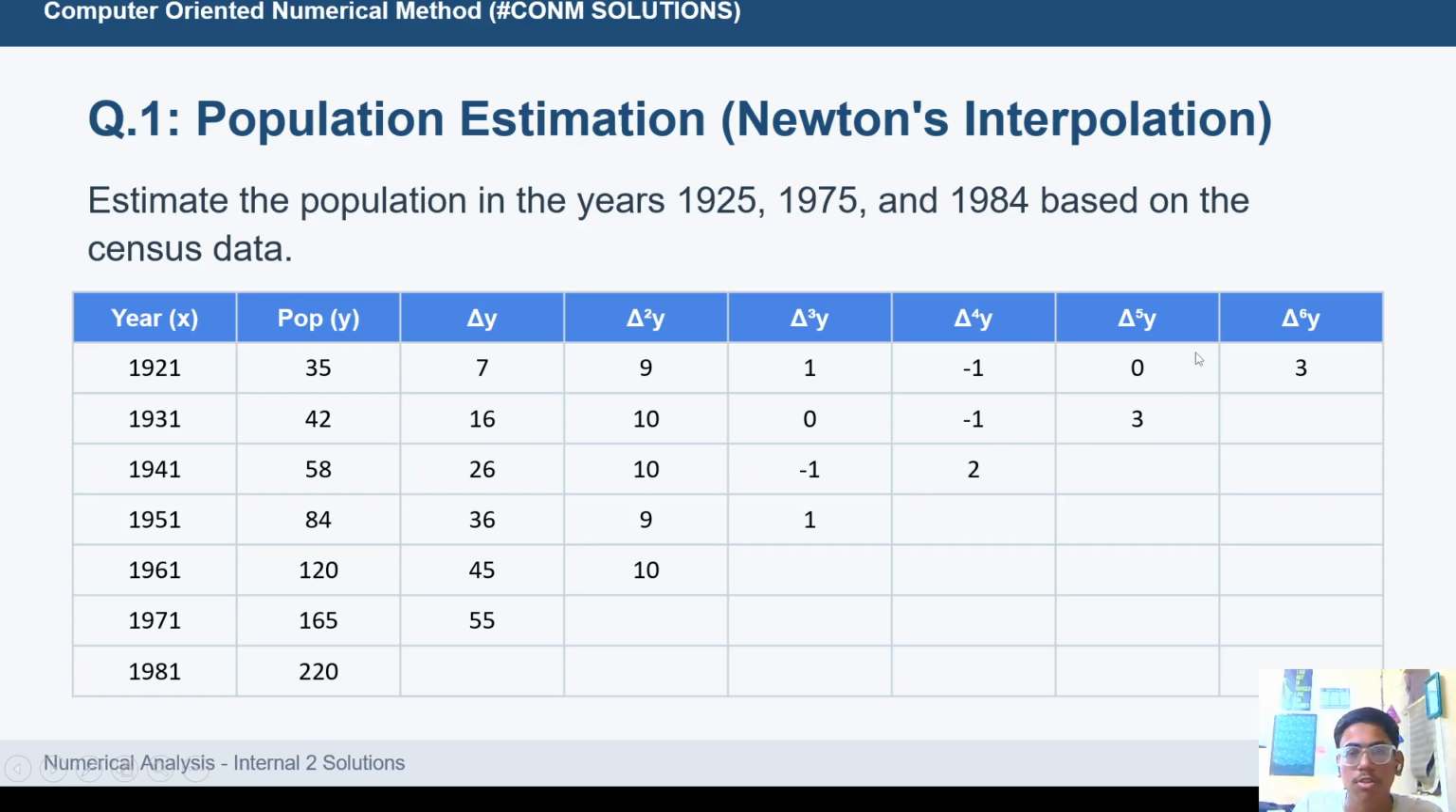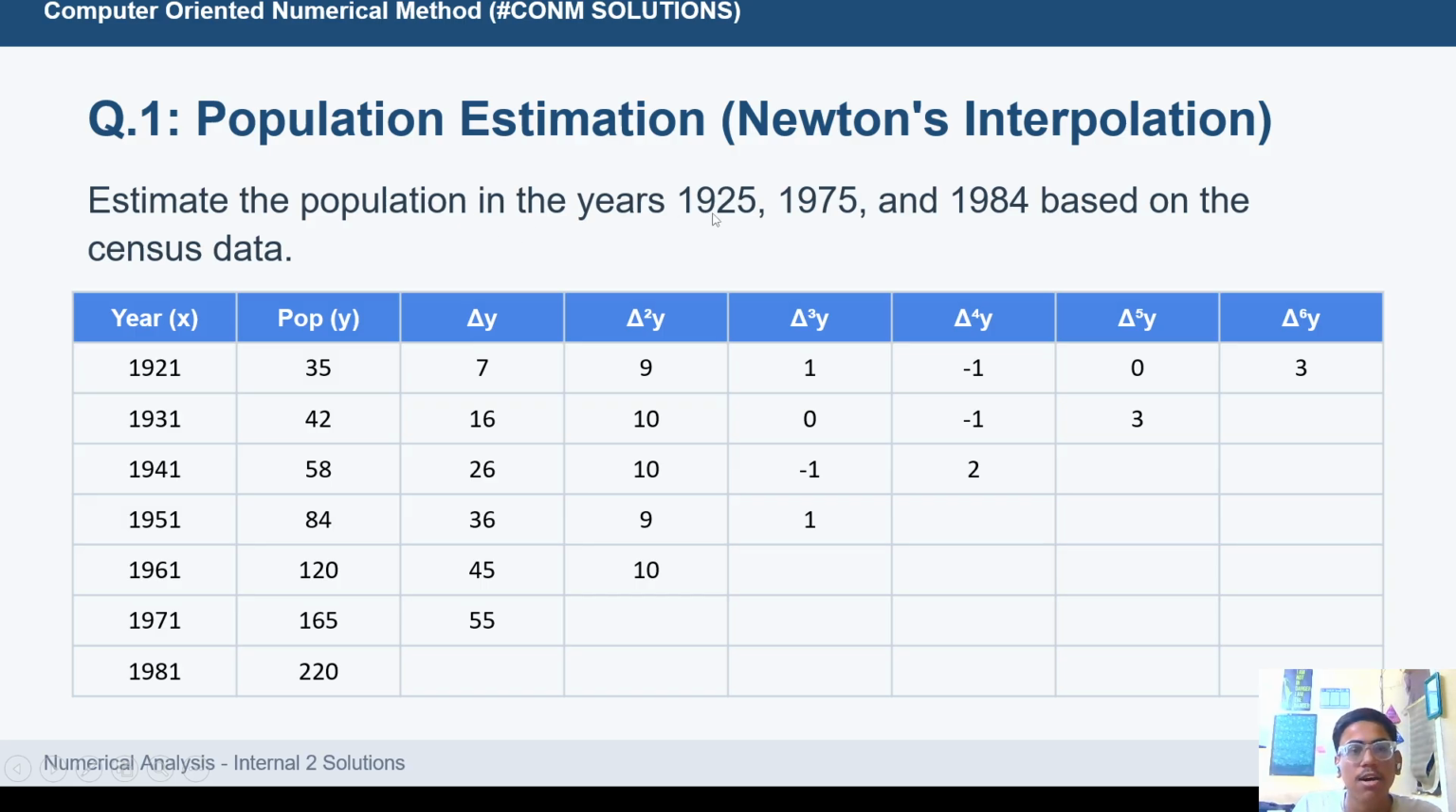Then we will solve the fifth forward difference, that will be minus 1 minus 1, that is plus 1, 0. 2 minus 1, that will be 2 plus 1 is equal to 3. And then the sixth forward difference will be 3 minus 0, that will be 3. So here we have formed the forward difference table based on the forward difference operator, that is f of x plus h minus f of x.